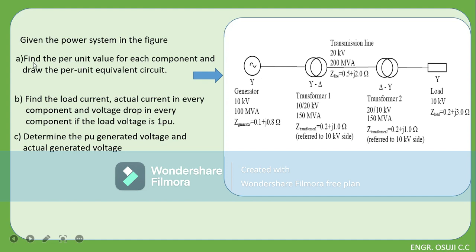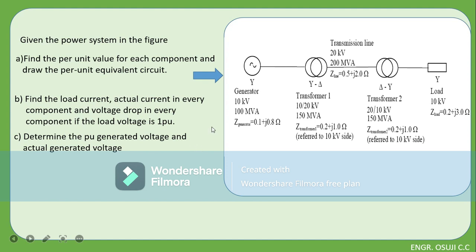So we are required to find the per unit value for each component and to draw the per unit equivalent circuit. I believe by now you should be very conversant with how to draw the per unit equivalent circuit and how to find the per unit value. Find the load current, actual current in every component, and voltage drop in every component if the load voltage is 1 pu. We are also asked to determine the per unit generated voltage and the actual generated voltage.